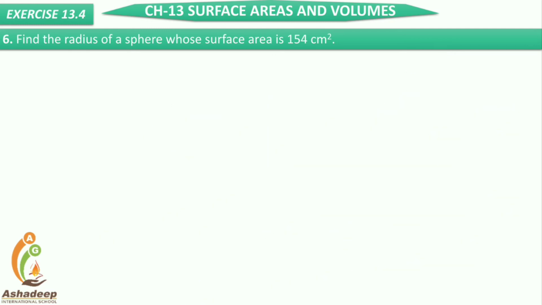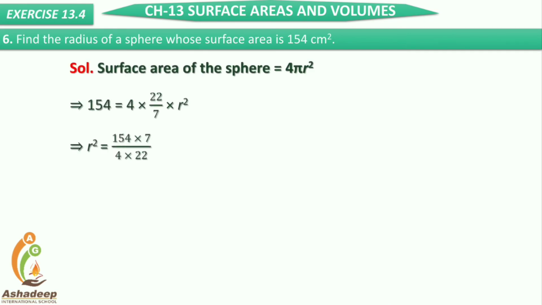So this kind of a sum is important. See 4πr², 154, and you can just see this. 7 नीचे से जाएगा ऊपर, 22 ऊपर से जाएगा नीचे, 4 भी ऊपर से जाएगा नीचे. सिंपल. इसको कट करो. कट करते जाओ and you will end up with r is equal to 7/2.